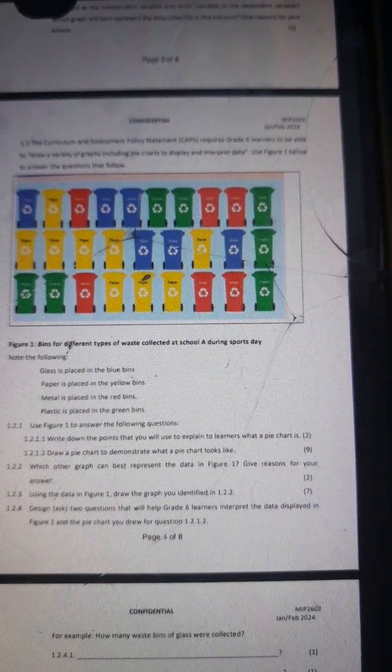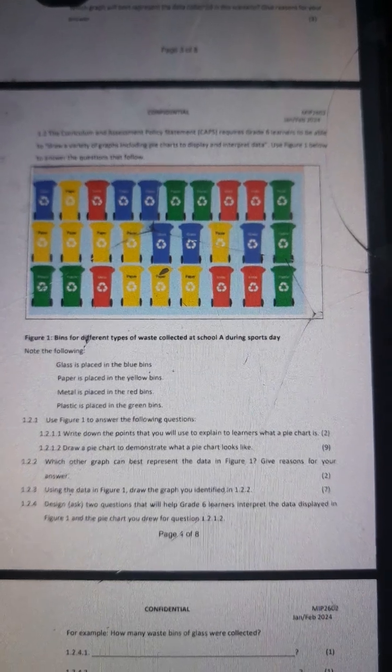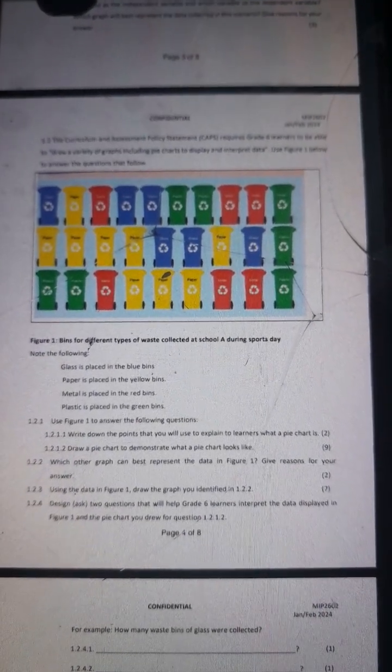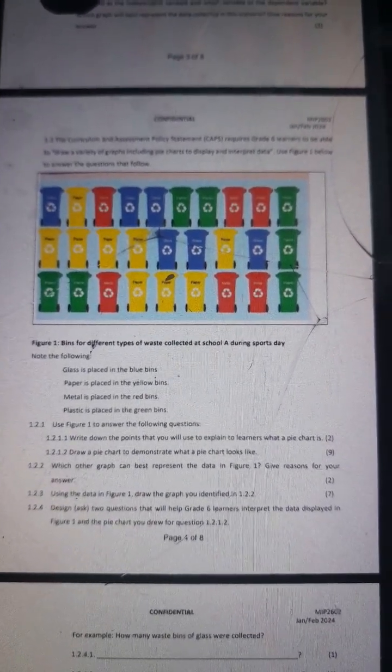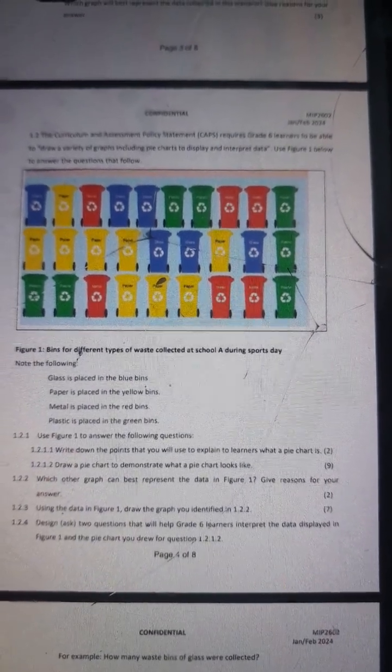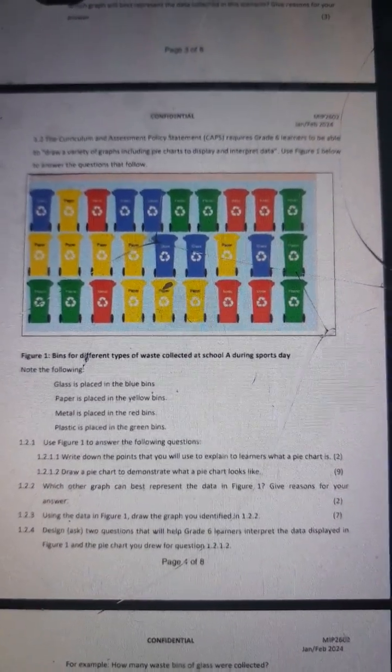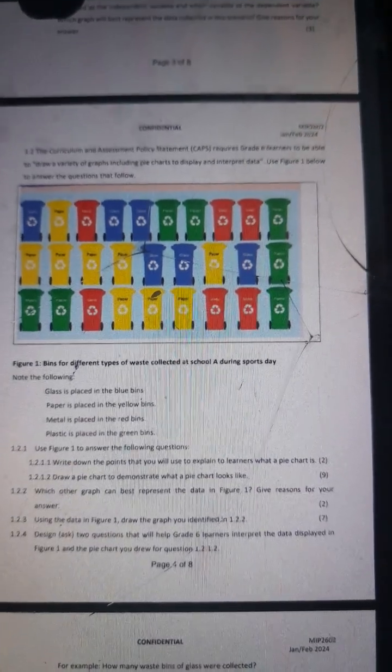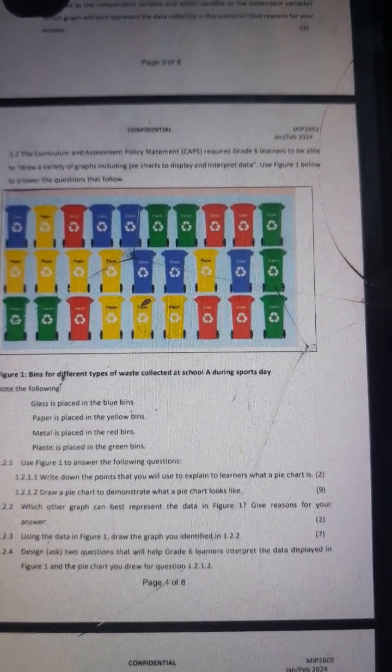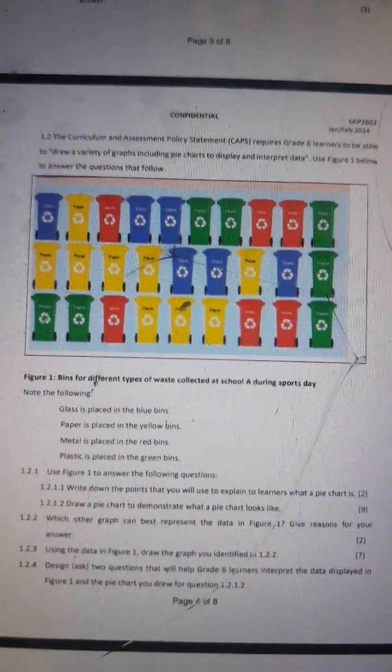So which graph can best represent the data in figure one? Give reason for your answer. For me, guys, I will say it's a bar graph. The reason is because there is a comparison of categories here, and there is clear visualization. I'll say it's a bar graph for 1.2.2. My reason is that there is a comparison of categories. Two, there is a clear visualization. That's how Mr. Richard will have explained that.